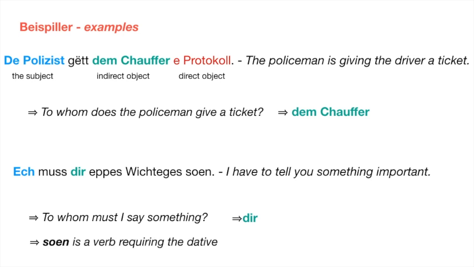And in this sentence, we have the verb sagen. And sagen is a verb requiring the dative case. So in this sentence, the subject is ich and the indirect object is dir. Okay? And now let's check if you have understood the difference between the subject, the indirect and the direct object.